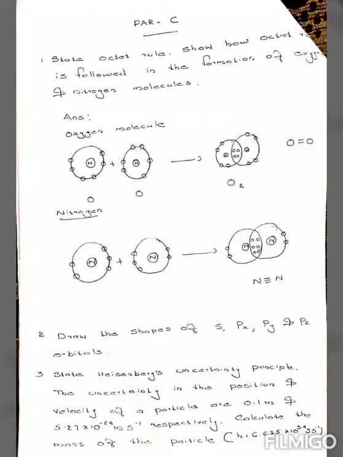Answer, for oxygen molecule, 2 oxygen atoms each contain 6 electrons in the valence shell. By sharing 2 electrons, the 2 atoms attain octet and there is a double bond between the oxygen atoms in the oxygen molecule.